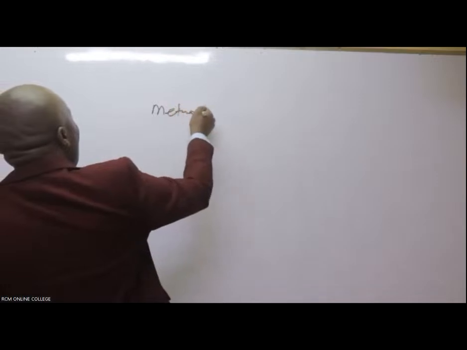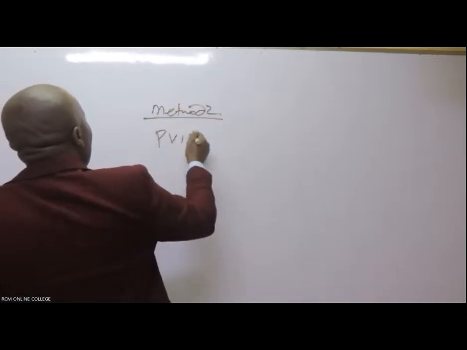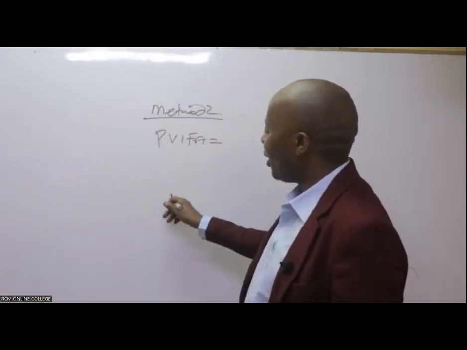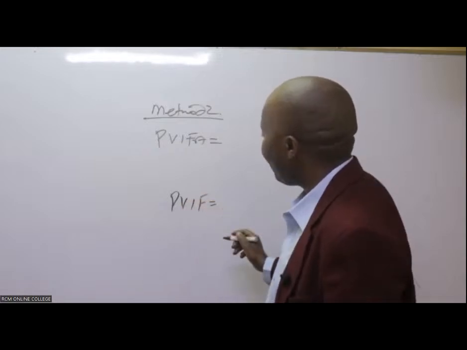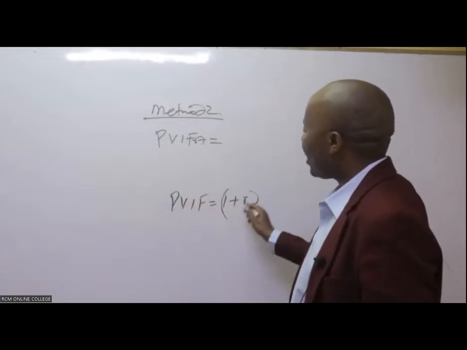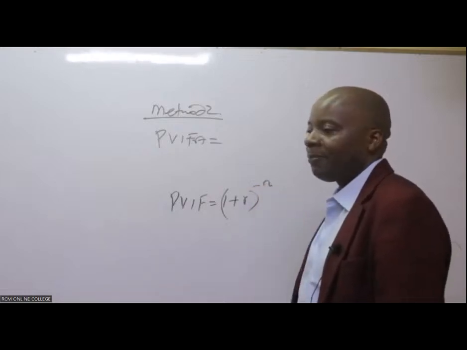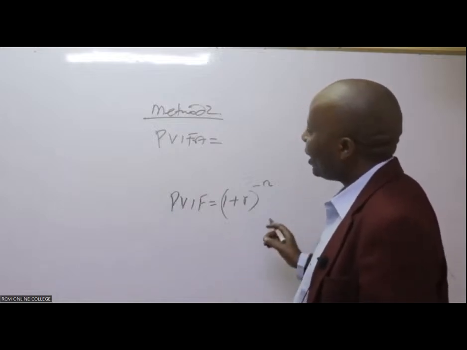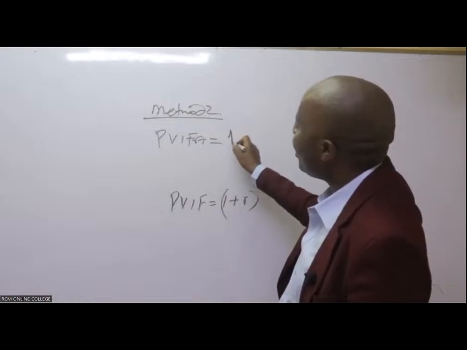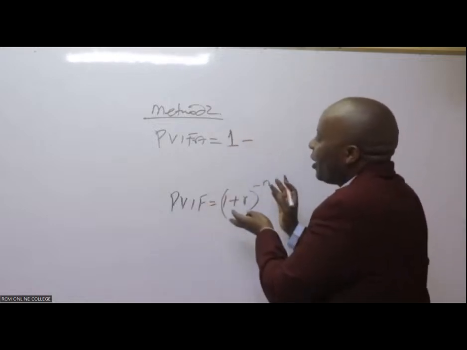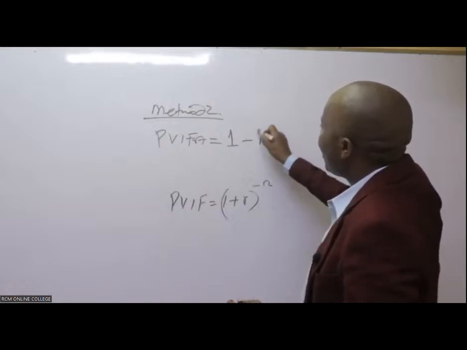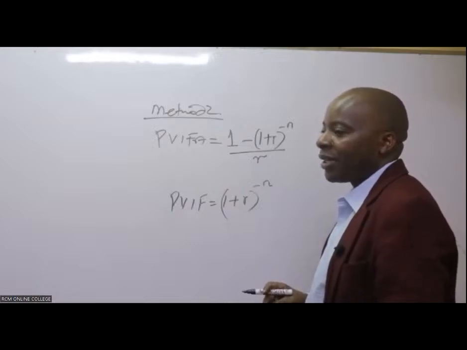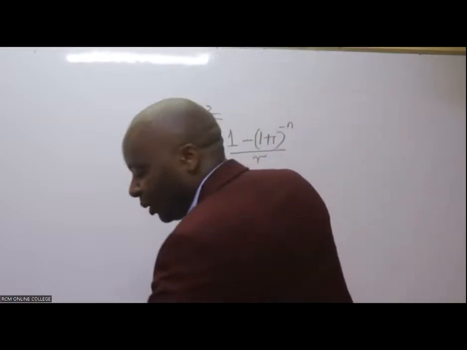Method 2. Come and give me what we call the PVIFA. I like the PVIFA formula. Even if you wake me up at whatever time, I know that PVIF is 1 plus R raised to negative n. Once you give me PVIF, I'll easily give you the PVIFA formula, because it is always 1 minus this simple PVIF: 1 minus 1 plus R raised to negative n, and then everything to be divided by R.